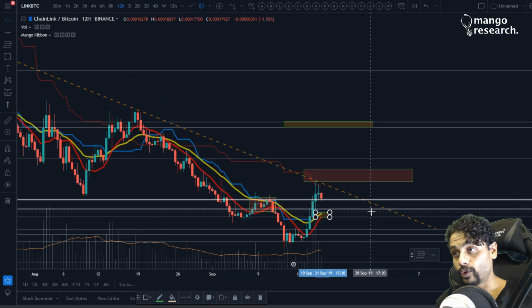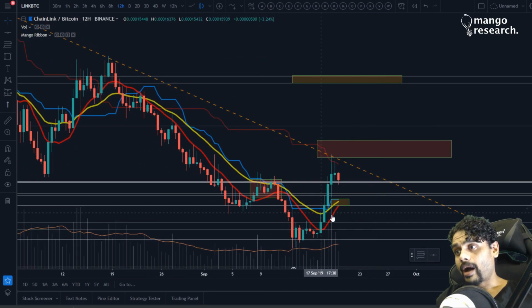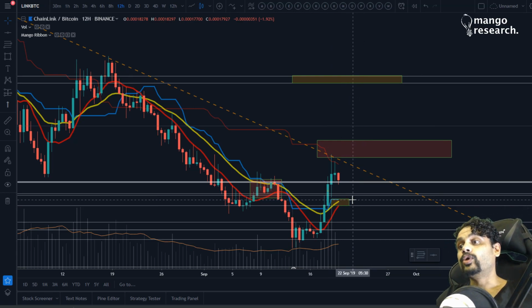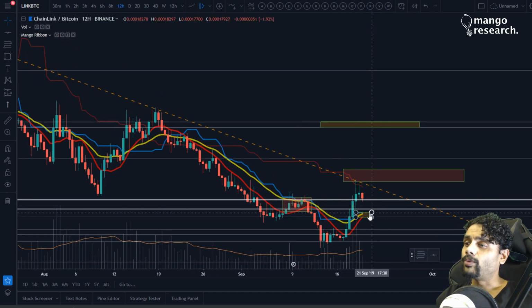You can go on back over to our 12-hour and see that this green zone over here is our major pivot area. What I'm doing basically is if I close 2 4-hour candles underneath that area, I'll be looking to get out of my trade completely. Hopefully it won't come to that.